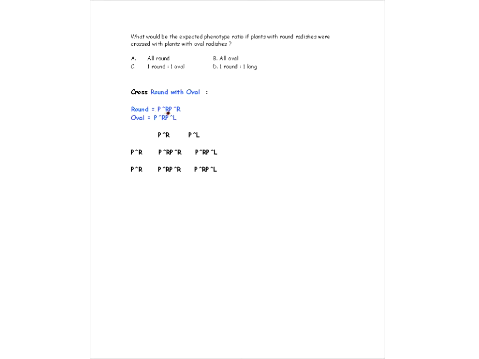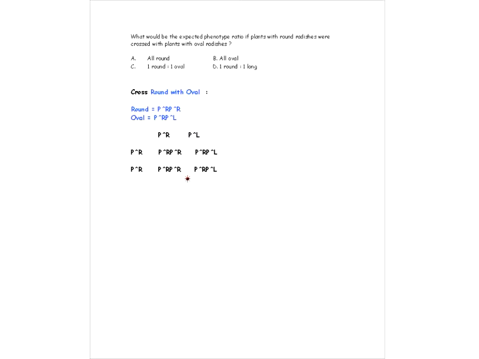Okay, so we're crossing round with oval. So round is 2 R's, oval is 1 R, 1 L. All right, so here are the genes of the parents. We set it up this way for the Punnett square. And so when we do the cross, we get these answers.